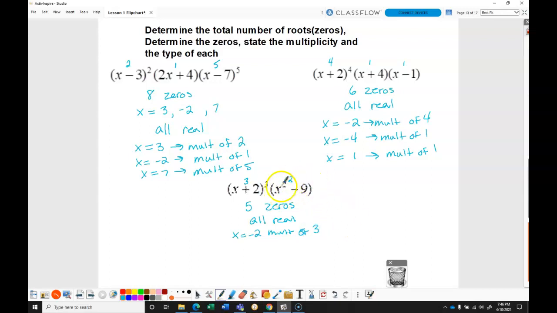X plus 2, so the 0 there is x equals negative 2, and it will have a multiplicity of 3. But when I look at this second factor, x squared minus 9, you might be able to, but some people can't do this one in their head. So set it equal to 0. Add 9 to both sides.